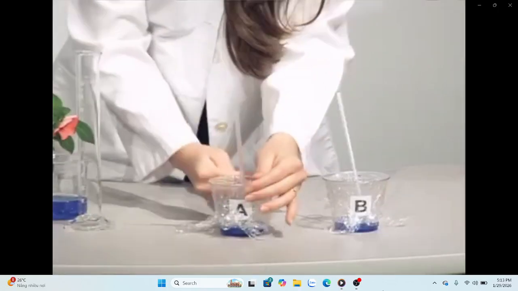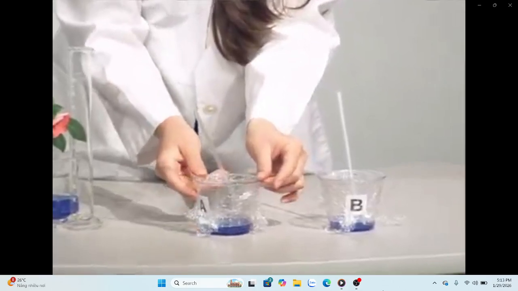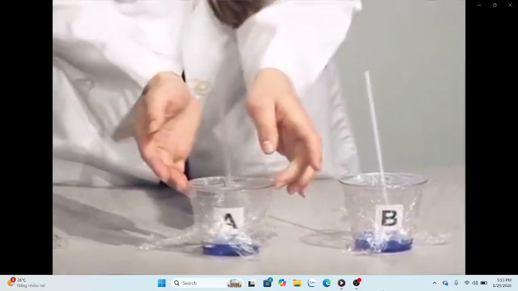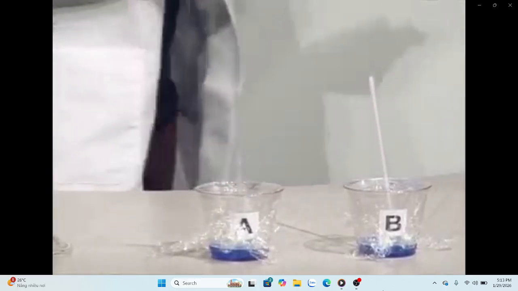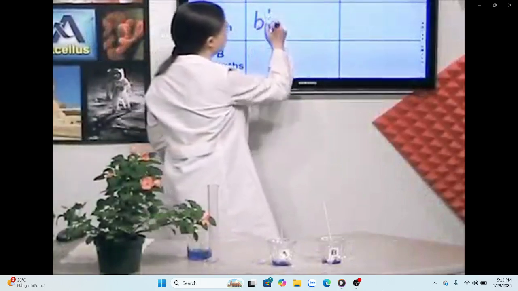Now before I blow into cup A, I want you to notice the color. Do you see the color? It's blue. So we need to fill that fact into our table. The color before we breathed into cup A at all is blue. So cup A is blue before I breathed into it.